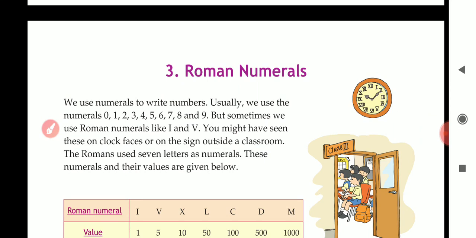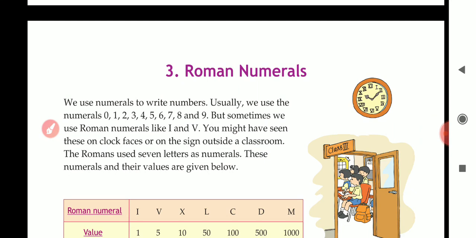We have completed two chapters of your maths book. So, today in this session, we are starting chapter number 3, Roman numerals. Roman numbers are new to you. Okay, so get it carefully, understand it carefully.